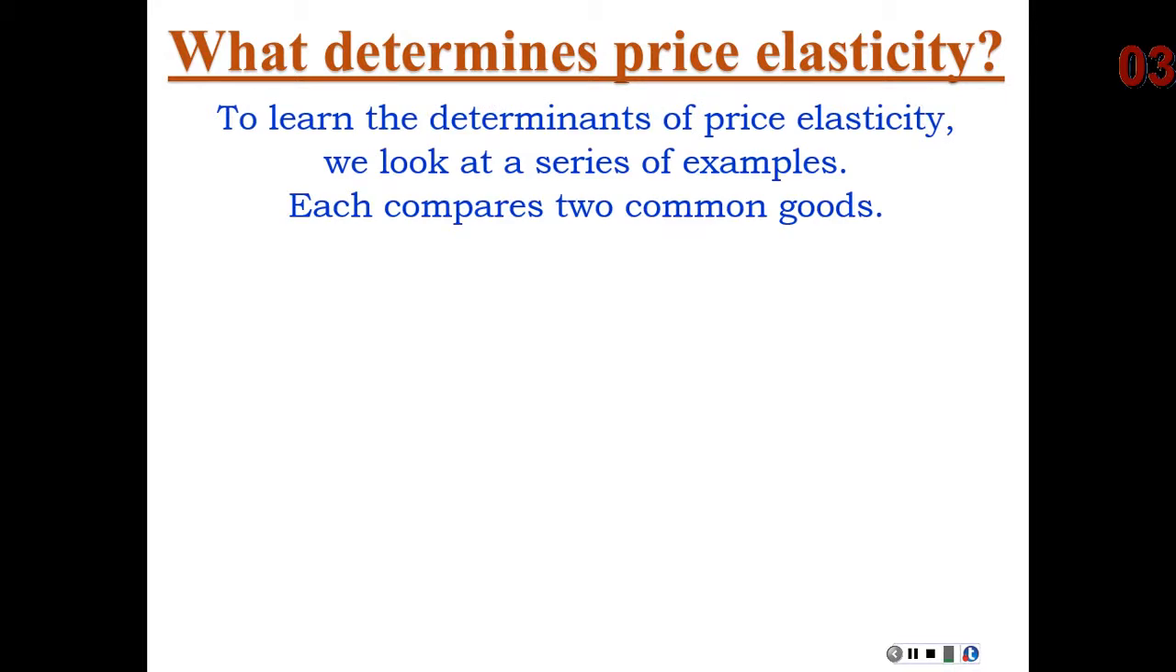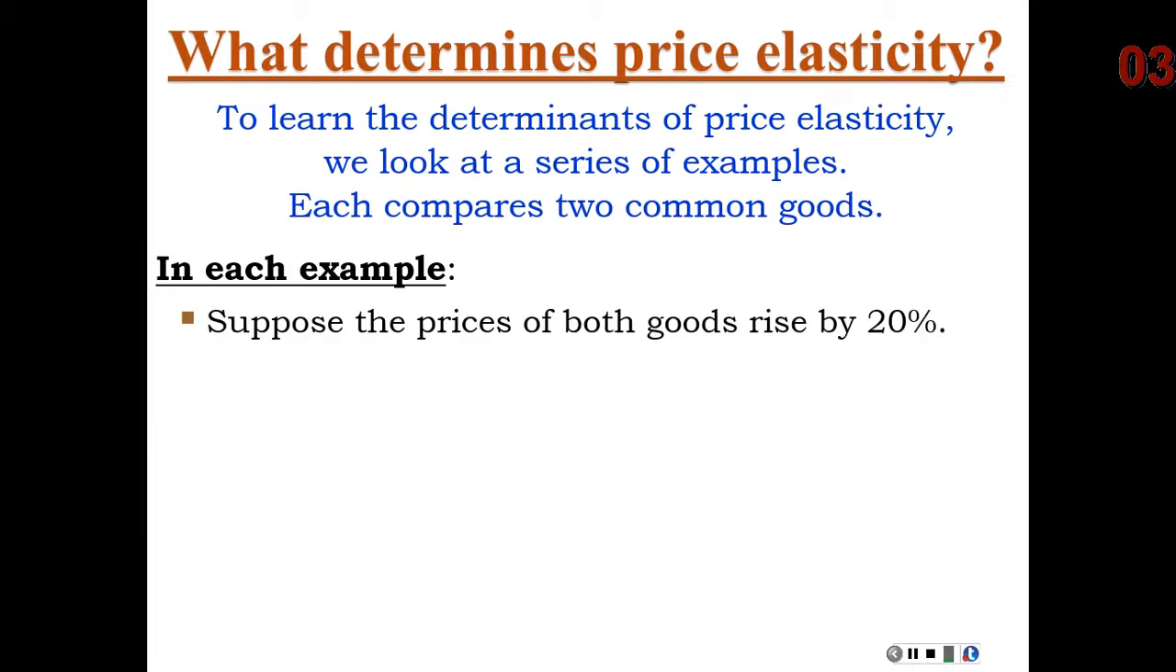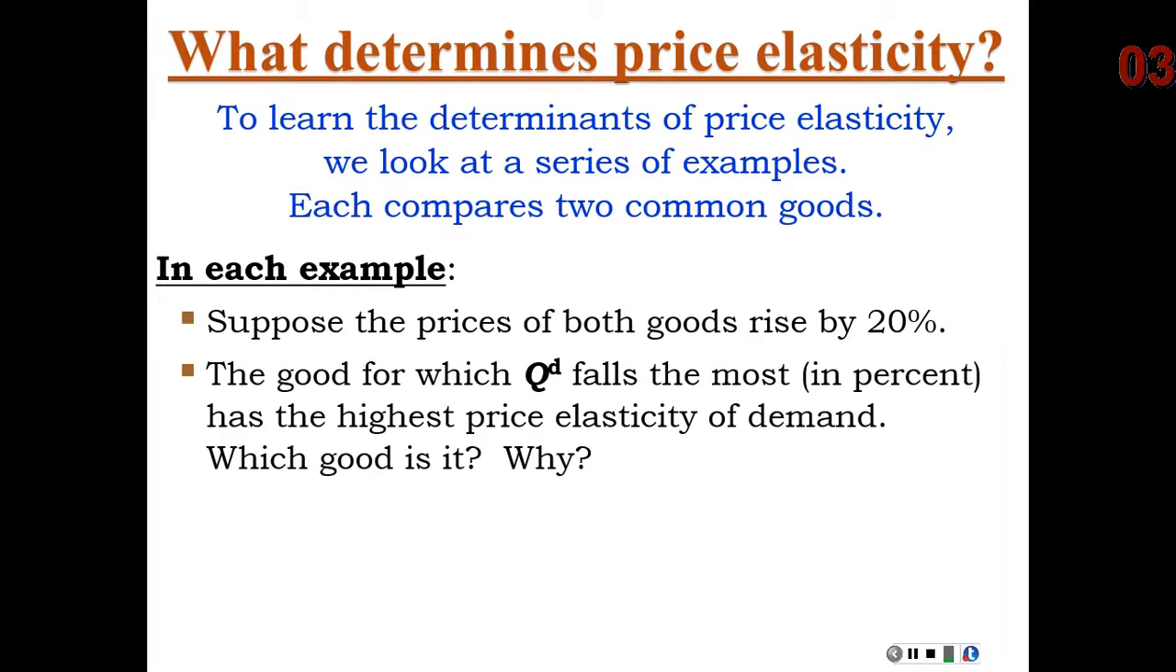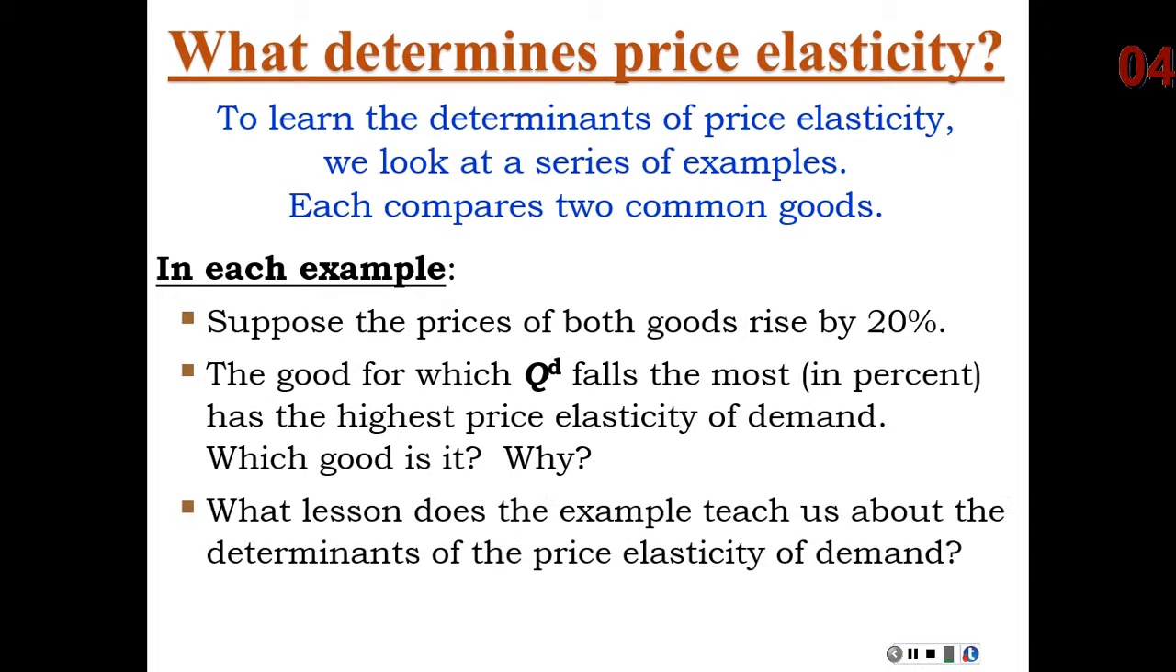Okay, and to talk about this, we're going to look at a series of examples comparing two goods, and we're going to suppose that the price of both goods rises by 20%. Then I want us to think about which of the goods, in the real world with 20% increases in price, we would see a greater reduction in percentage terms of quantity demanded. The one with the larger reduction in quantity demanded would be more price sensitive, or more price elastic. And then the lesson will teach us something about the determinants of the price elasticity of demand.